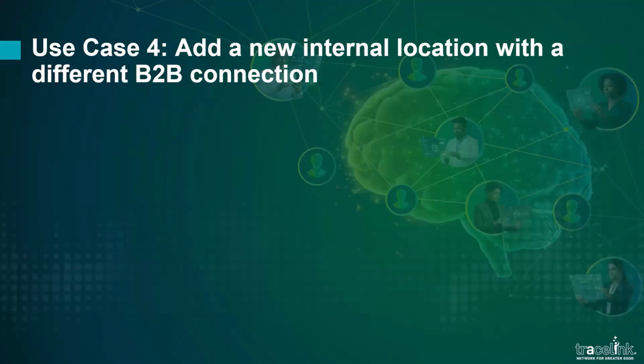Now use case 4, adding a new internal location with a different B2B connection. This situation typically comes up when the business expands or changes structure. For example, a new warehouse, plant, or regional office is added, and it requires a separate B2B connection due to regional IT policies or infrastructure setup. It can also happen during a merger or acquisition, where the new location already has its own B2B connection.